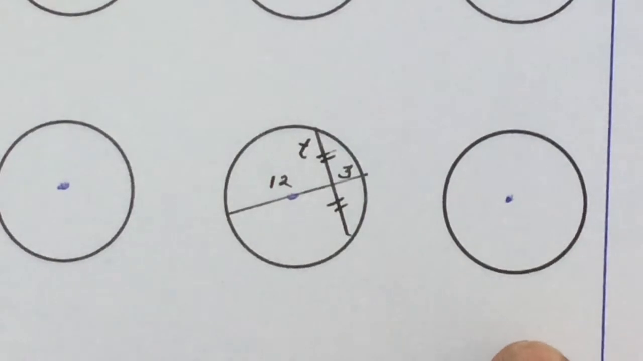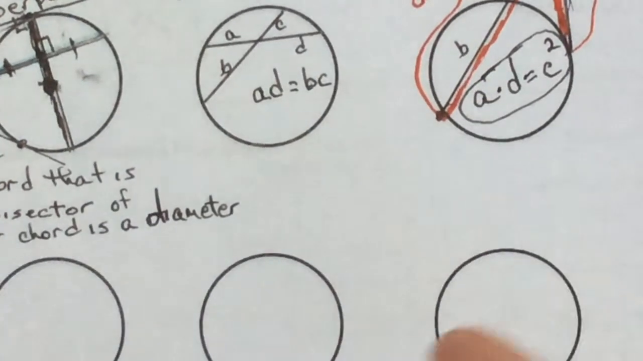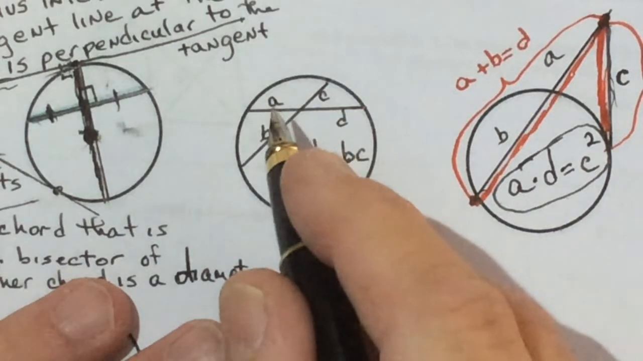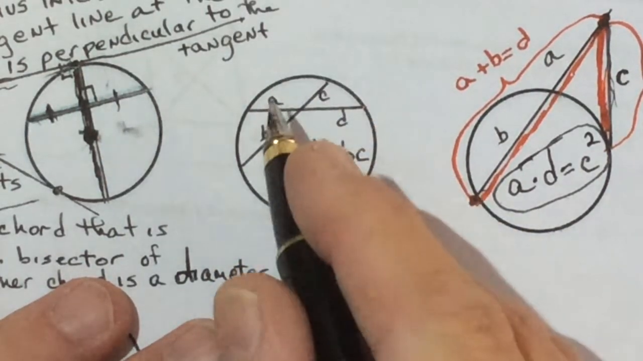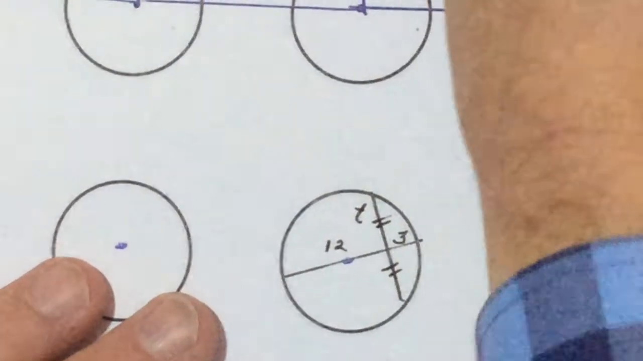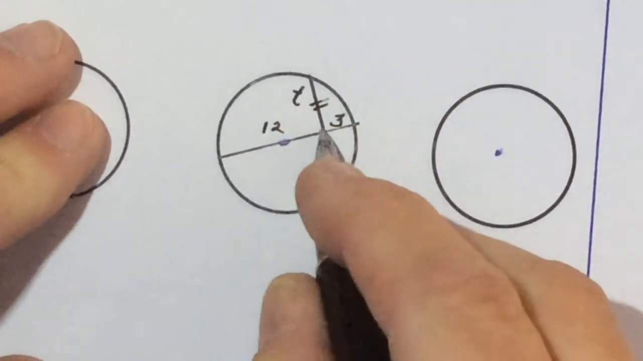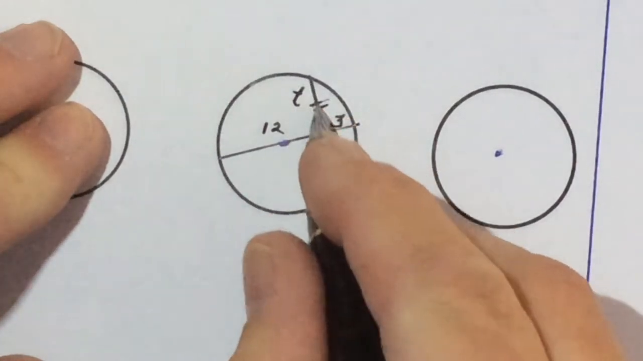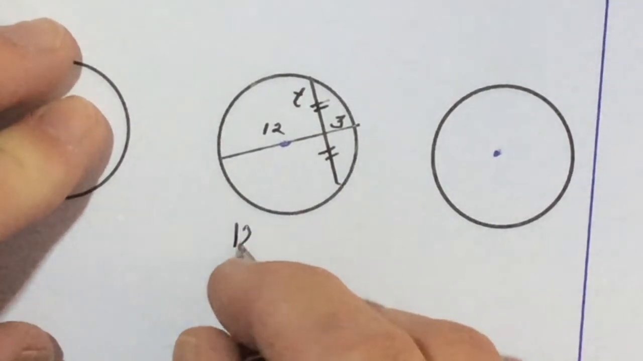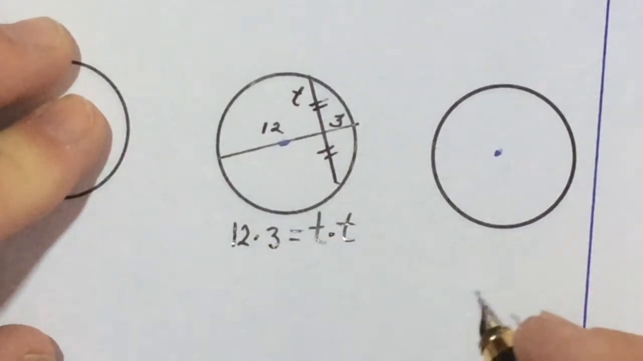Go ahead. Looking at your resource page, the one that you're creating now, this is the picture that looks like what you're trying to solve. You have these two numbers here, and you know that these two numbers are equal to each other, and you're trying to solve that. And so what that said is that this segment times this segment is equal to this segment times this segment. That means 12 times 3 is equal to t times t.